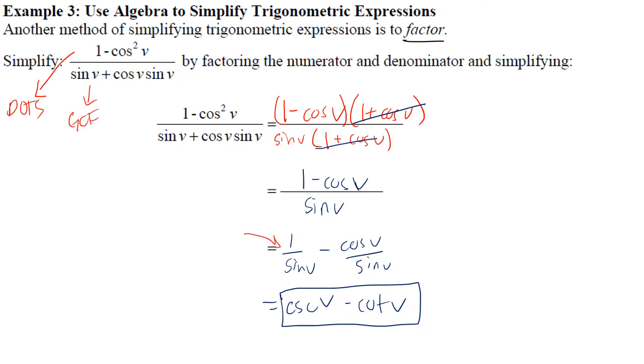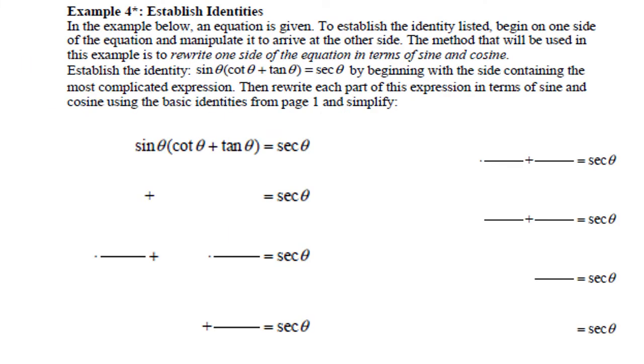So here we used reciprocal, and here we used ratio. And we ended up with cosecant V minus cotangent V. All right. So this is establishing identities. When you're establishing identities, you're just trying to prove that this is true by showing all your work to prove that it's true.